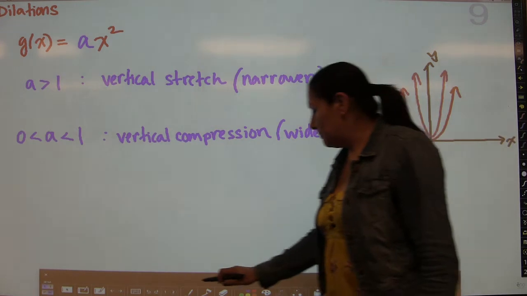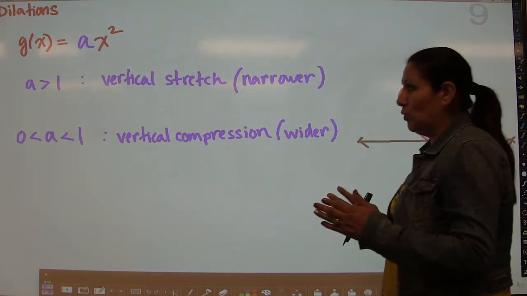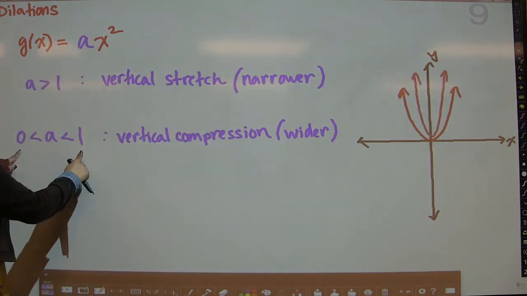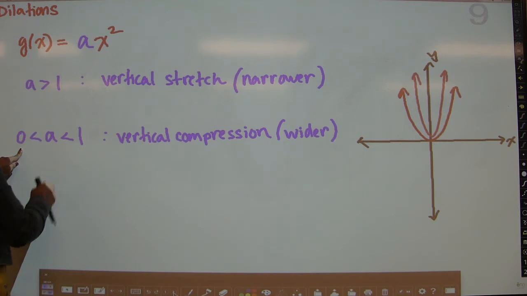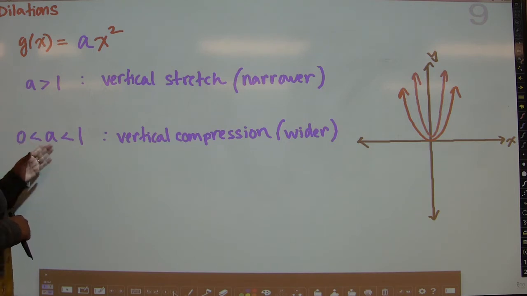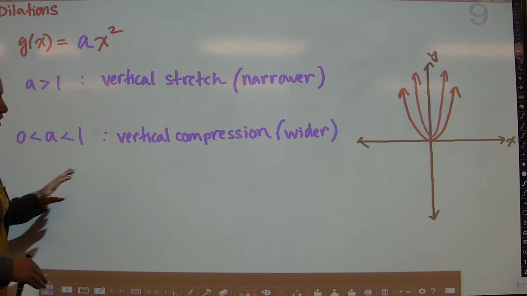And then the second part is for the value of a between 0 and 1. So now we're not talking negative, we're just talking between 0 and 1. So we're talking about fractions that are smaller than 1. So basically, if you had 0.3, that's smaller than 1, but bigger than 0. 1/2 is smaller than 1, but bigger than 0. So between 0 and 1, then you would have what they call a vertical compression.